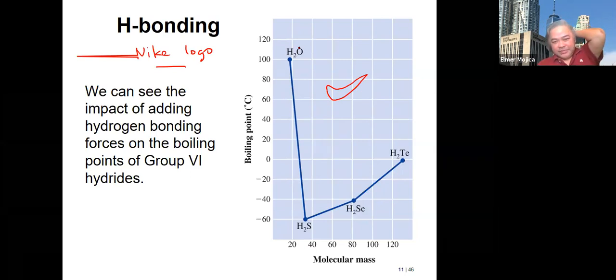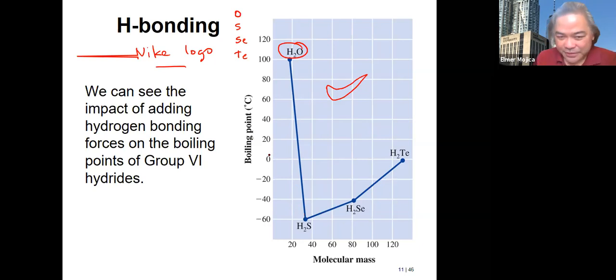So how come water has a higher boiling point compared to the elements in the same column as water? If you look at the periodic table, there's an O, and below the O is S, then Se, and then Te. If you go down the periodic table, the molar mass increases, so your boiling point should also increase. But how come we have the Just Do It logo here? Because this one has H bonding.